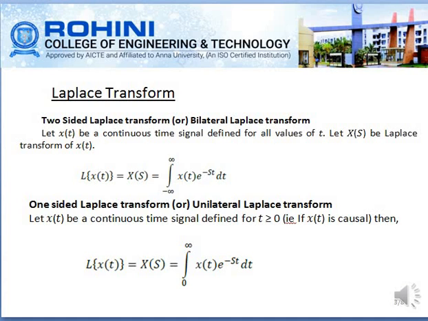In one-sided or unilateral Laplace transform, the integration limit is 0 to infinity, and the continuous time signal x(t) is defined for t values greater than or equal to 0. That means the unilateral Laplace transform is applicable only to causal signals. So the Laplace transform of x(t) is X(s), that is, the integral from 0 to infinity of x(t) e^(-st) dt.